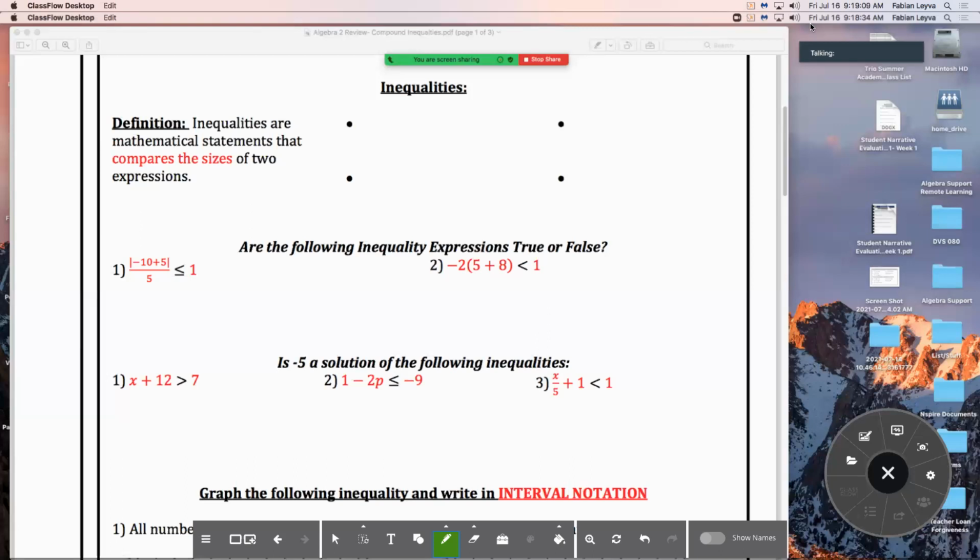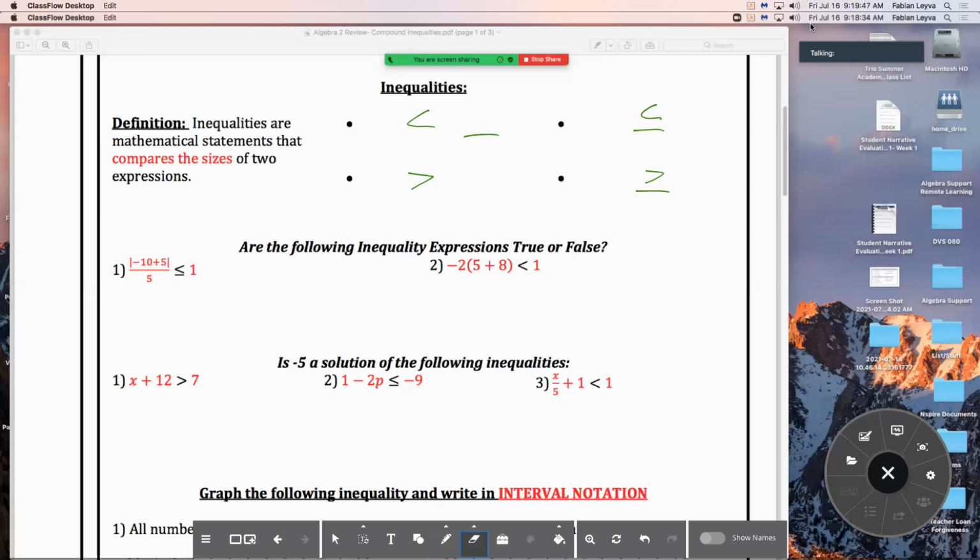Inequalities are literally just mathematical statements that compare the sizes of 2 expressions. Now that is just a definition. What they look like mathematically are these little fancy symbols here. I'm assuming you guys have probably worked with these at the 3rd or 4th grade level, where the alligator always eats the bigger side. That's just a little memory trick to help you remember what these symbols are doing, which is comparing sizes. They're saying that one side of the inequality is bigger than or equal to the other side.